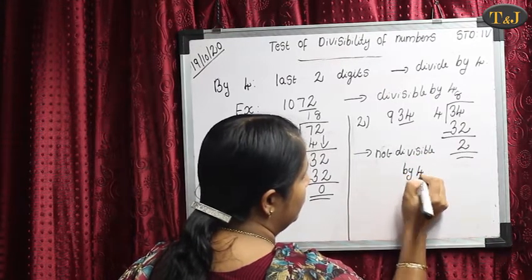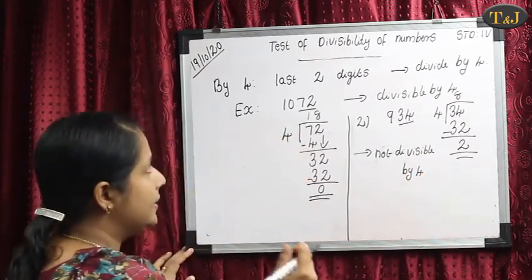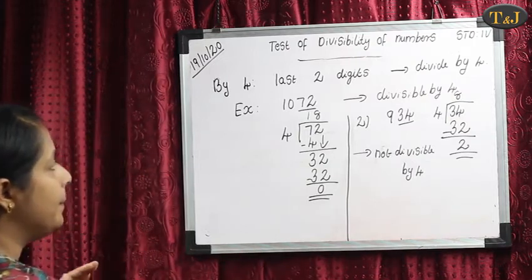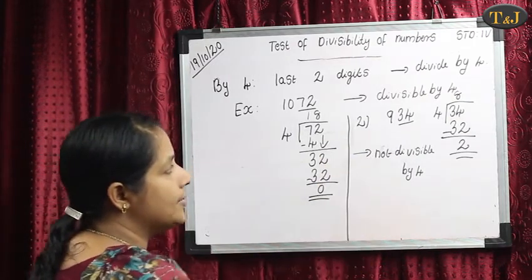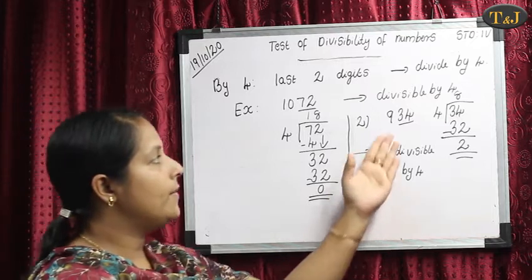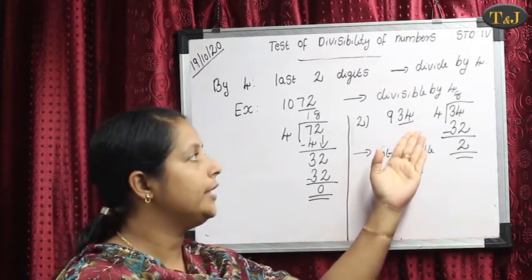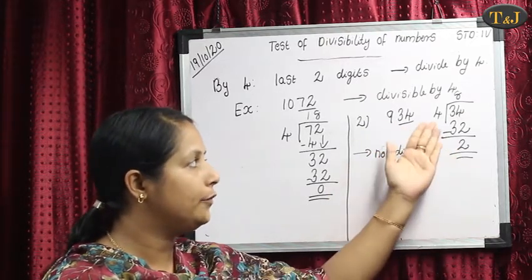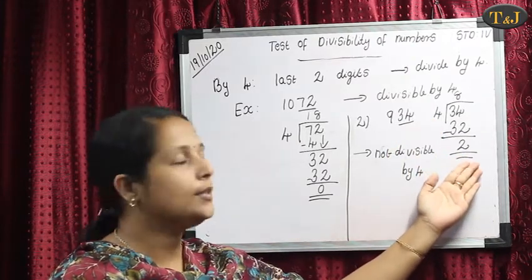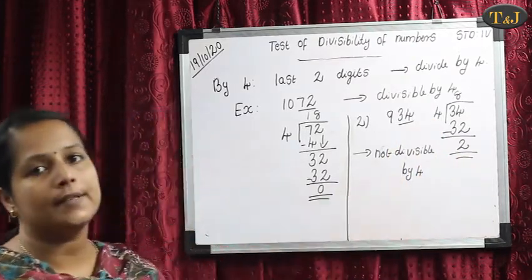Divisible by 4. Okay. In the test of divisibility of the number by 4, we are taking the last 2 digits. In this problem, our last 2 digits are 34. 34 is not divisible by the number 4. We are getting the remainder as 2. Therefore, it is not divisible by 4.